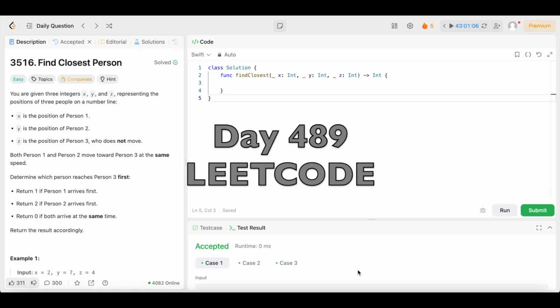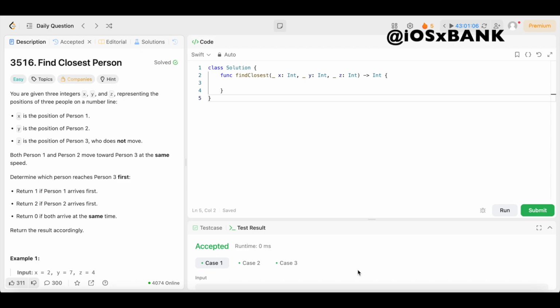Day 489 of doing a LeetCode problem every day until I get a job. All right, y'all, we're back again. Another day, another LeetCode problem where we're doing daily LeetCode problems.